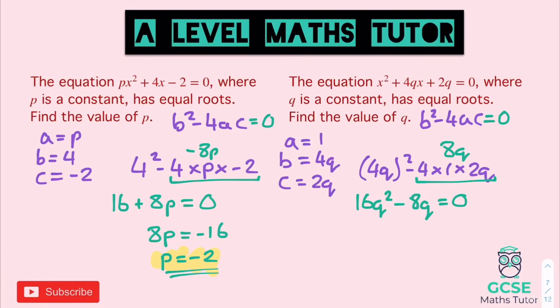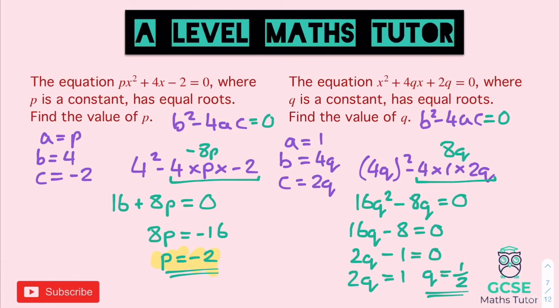I'll divide both sides by q to start with, so that'll give me 16q minus 8 equals 0. Divide both sides by 8, we get 2q, I was getting ahead of myself there, 2q minus 1 equals 0. Add the 1 to the other side, 2q equals 1. And then divide both sides by 2, we get q equals a half. There we go, and there's our final answer for that one.